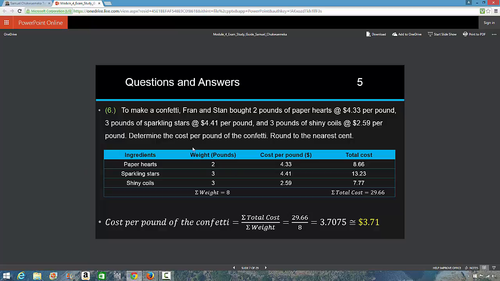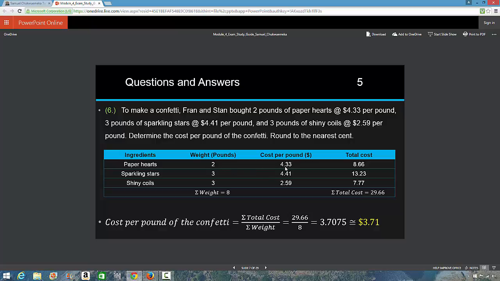It is good you put this in a table form, and you have your ingredients: paper hats, sparkling stars, and Chinese coals. These are the weights. When you are asked to find cost per pound, this is like finding the total cost divided by the total weight. That's the formula right here. It's kind of an average, but now it's cost per pound: total cost divided by the total weight.